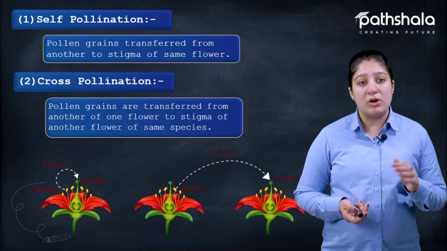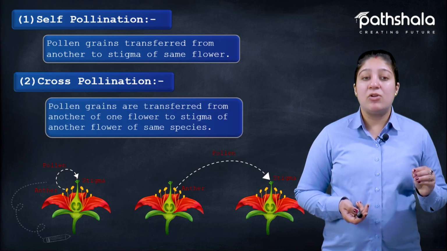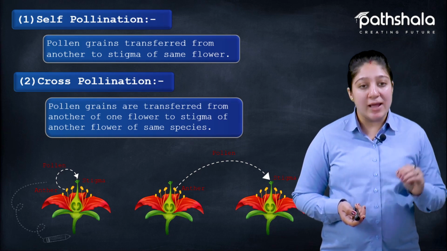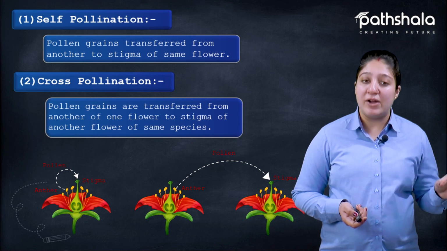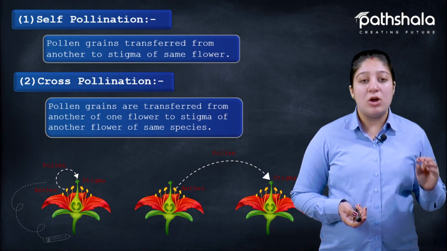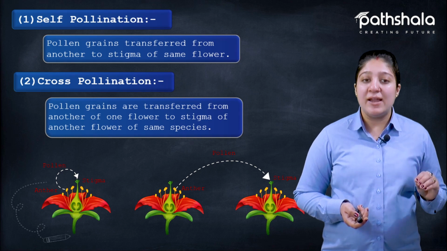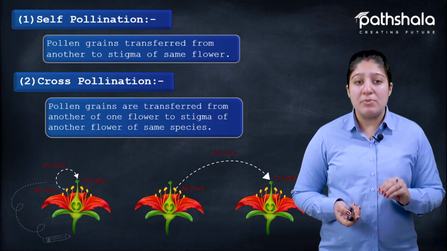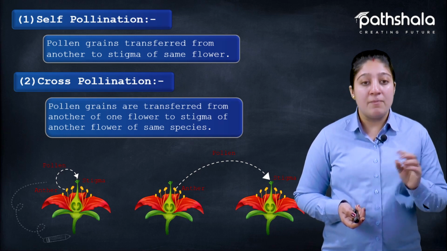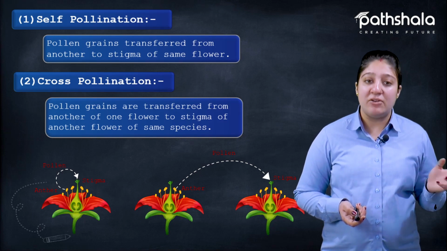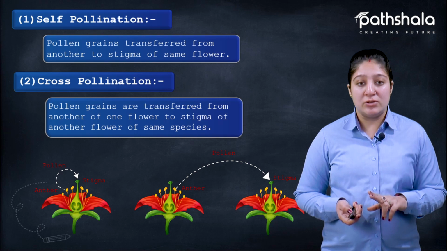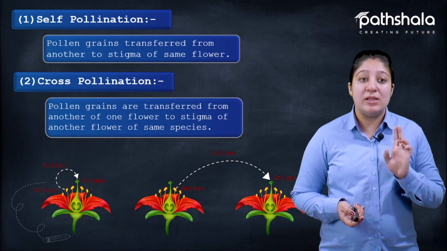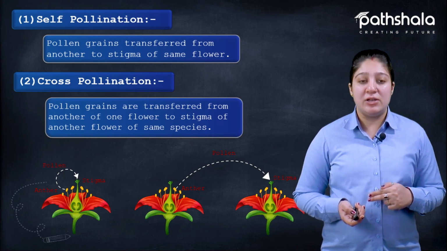Now the second one is cross-pollination. The cross itself says from one flower to another flower. Now in this case what happens? The pollen grains from the anther of one flower transfer to the stigma of another flower. But the most important thing in this case is that both the flowers, the one from where the pollen grains are transferring and the one on which the pollen grain is transferred, need to be of the same species. Then only the further process will go on.